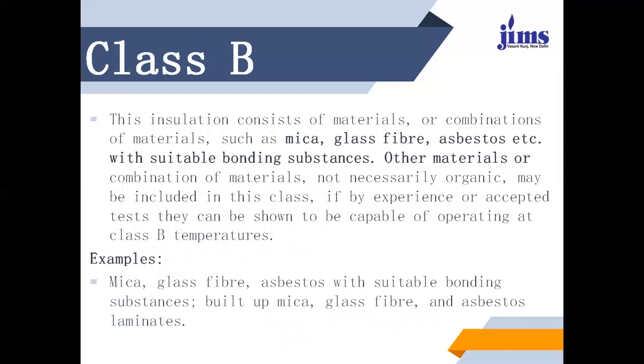Next, the class B type insulation. This insulation consists of materials or combinations of materials such as mica, glass fiber, and asbestos with suitable bonding substances. Other materials or combinations of materials, not necessarily organic, may be included in this class if by experience or accepted test they can be shown to be capable of operating at class B temperature. Examples are mica, glass fiber, and asbestos with suitable bonding substances, such as built-up mica, and glass fiber and asbestos laminates.